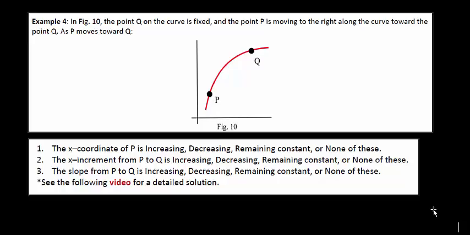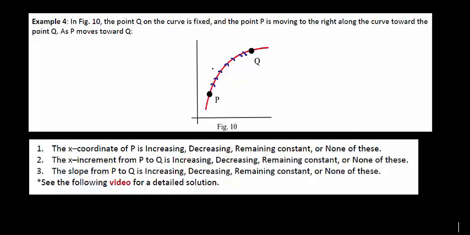Here's another question regarding the interpretation of a graph. So in figure 10, the point Q is going to stay fixed, meaning that it's going to stay where it is. And then the point P is going to move to the right along the curve toward Q. So P is moving in this direction. Okay? So we have to answer these three questions. The first one says the x-coordinate of P is doing what? Is it increasing, decreasing, staying constant, or none of these?